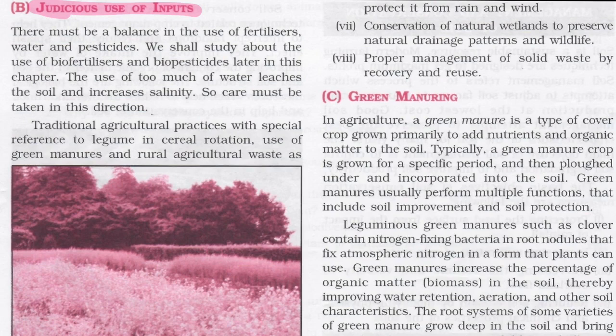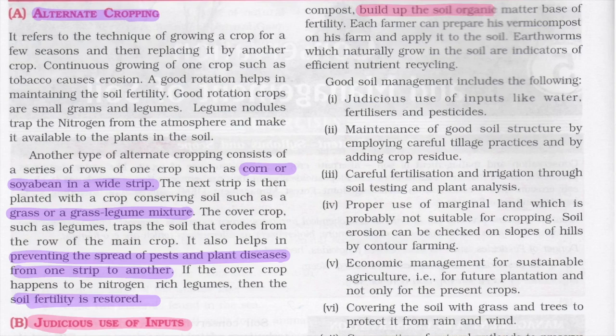Traditional agricultural practices with special reference to legumes in cereal rotation, use of green manures and rural agricultural waste as compost, build-up of soil organic matter, the base of fertility. Each and every farmer can prepare his own vermicompost on his farm and apply it to the soil. Earthworms, which grow naturally in the soil, are indicators of efficient nutrient cycling. Good soil management includes judicious use of inputs like water, fertilizers and pesticides.